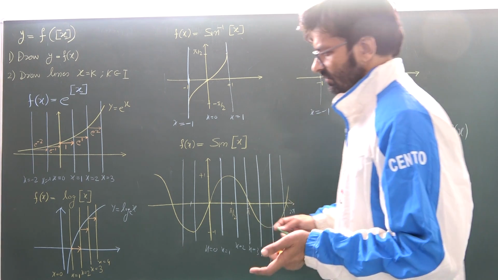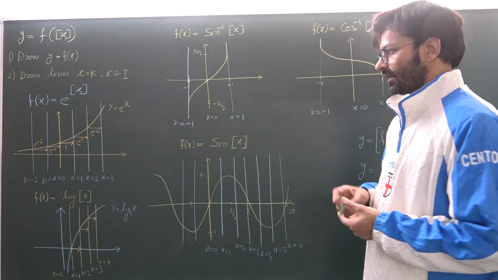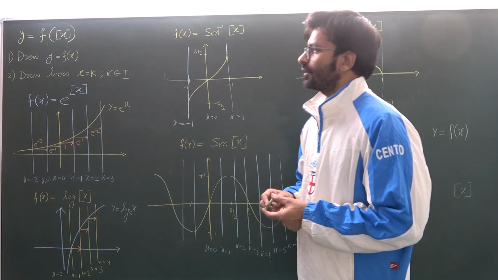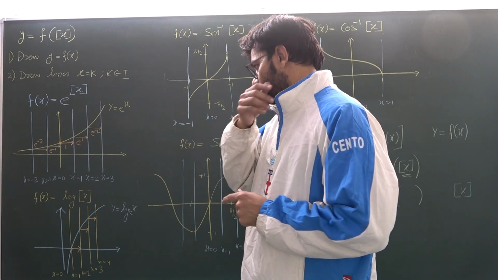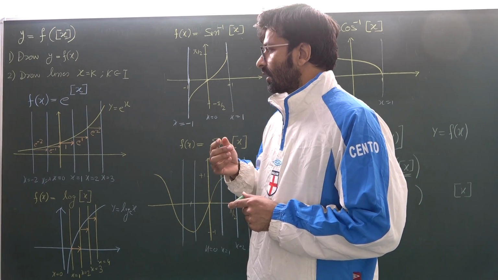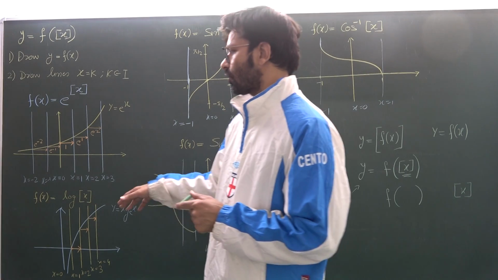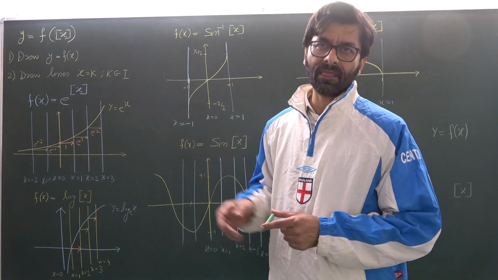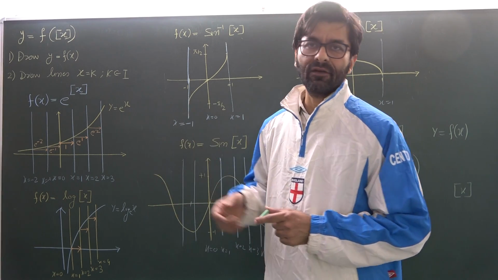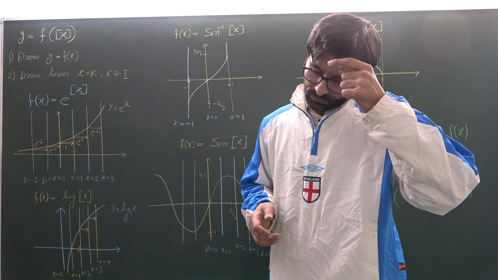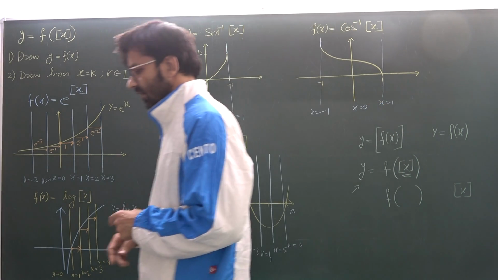This graph is comparatively easier than y equals greatest integer of f of x. We draw f of x as earlier. In the case y equals greatest integer of f of x, we drew lines parallel to the x-axis. In this case, we will be drawing lines perpendicular to the x-axis. So let's start.